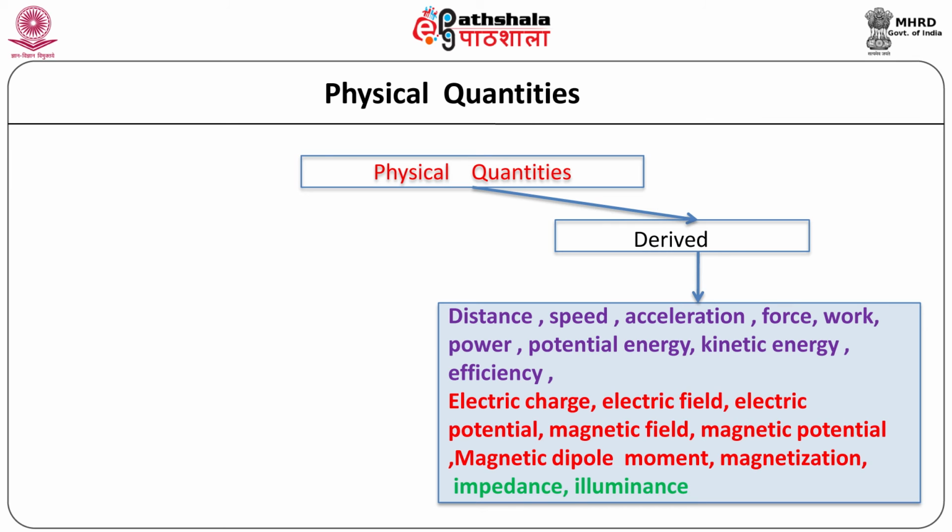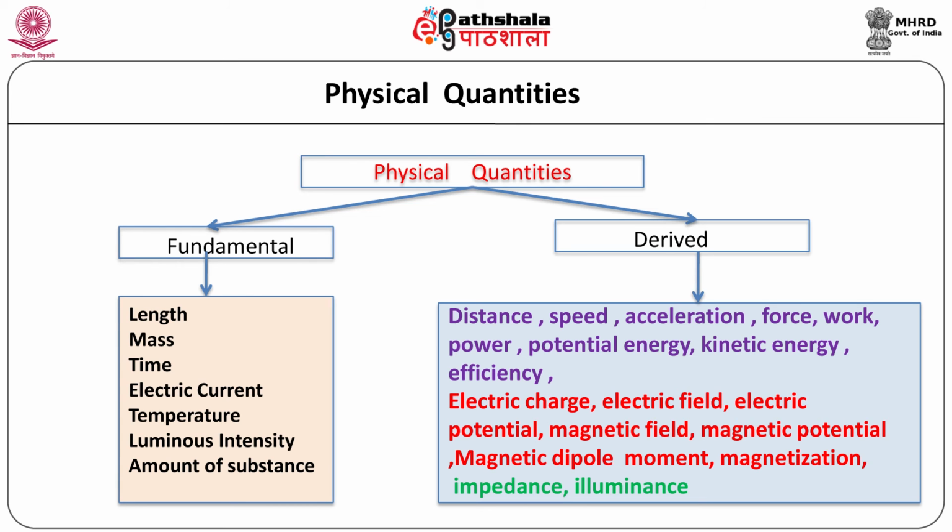Acceleration, force, work, power, energy are some of the examples of derived physical quantities in mechanics. While electric charge, electric field, electric potential, magnetic field, magnetic potential, magnetic dipole moment, magnetization are some of the examples of derived physical quantities in electromagnetics. It will be a good exercise to enlist the derived physical quantities in various branches of physics.